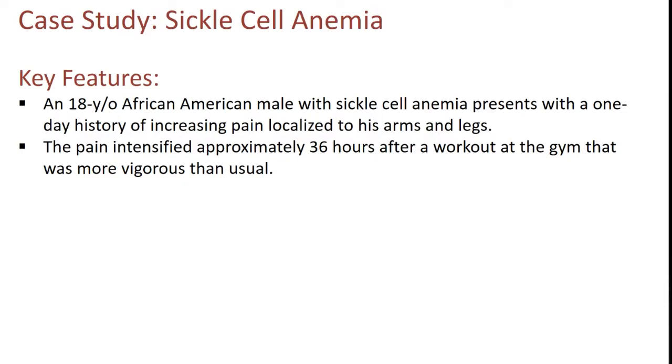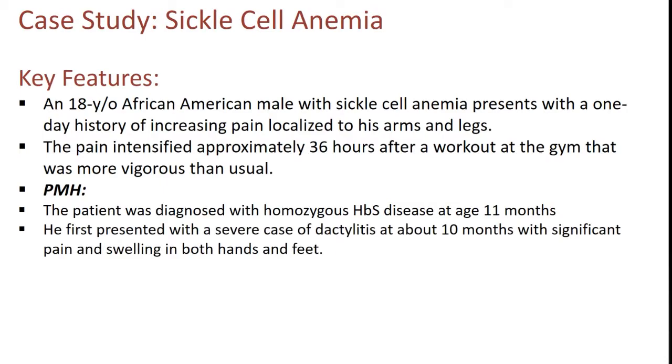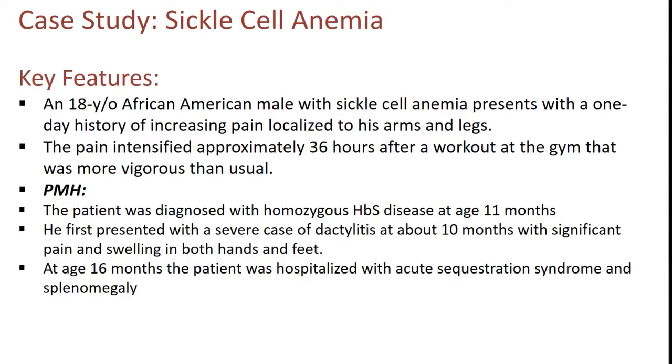The past medical history: the patient was diagnosed with homozygous hemoglobin S disease at the age of 11 months. He first presented with a severe case of dactylitis at about 10 months, with significant pain and swelling in both hands and feet. And this is what dactylitis is: inflammation of the fingers and toes, swelling, pain in both hands and feet. At age 16 months, the patient was hospitalized with acute sequestration syndrome and splenomegaly. The patient was also hospitalized twice later on for pneumococcal pneumonia.